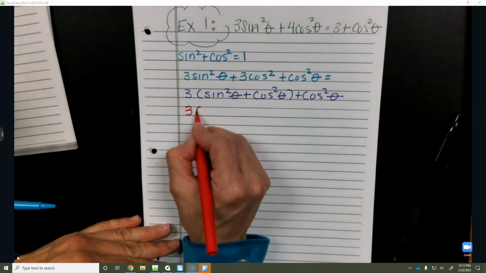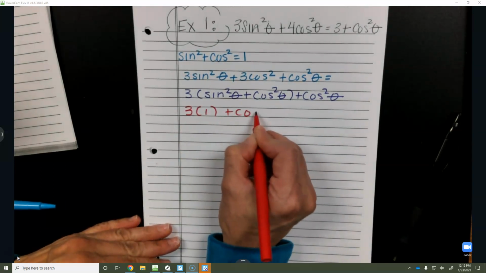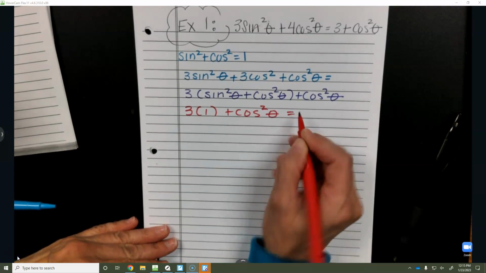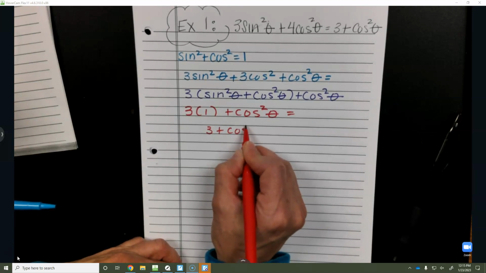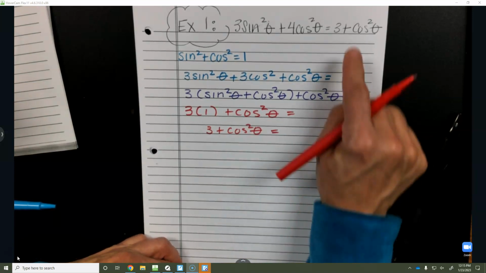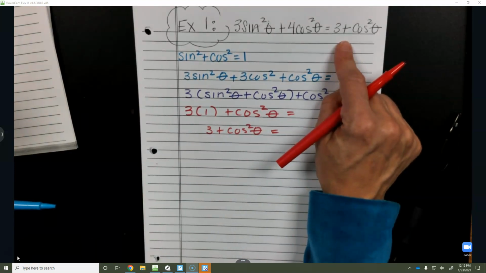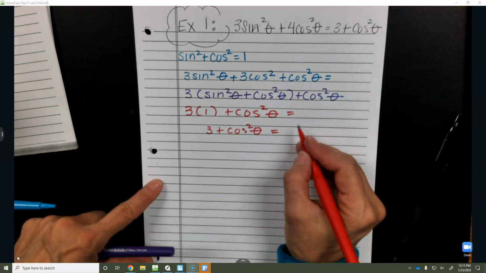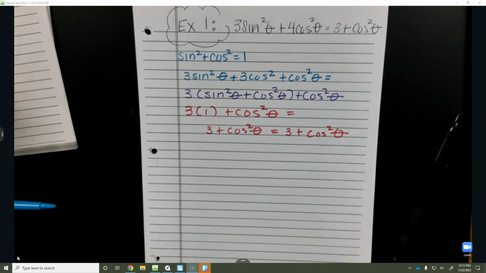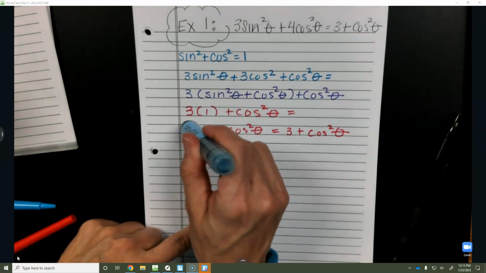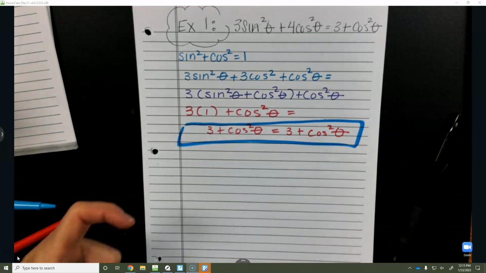So now we're going to have 3 times 1 plus cosine squared theta. We can clean that up. That's just 3 plus cosine squared theta, which equals exactly what the other side was. Remember, the other side was just 3 plus cosine squared theta. So that's it. We have verified this identity.